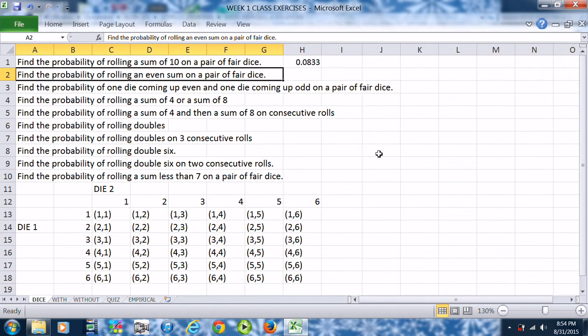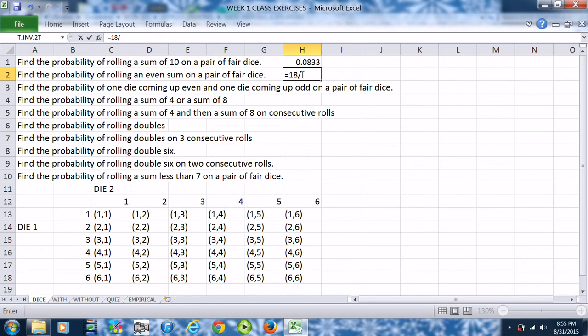Now let's find the probability of rolling an even sum on a pair of dice. So we want to count how many of these give us even sums. So we see 1 plus 1 is 2, that's even. 1 plus 2 is 3, that's odd. 1 plus 3 is 4, that's even. 1 plus 4 is 5, that's odd. 1 plus 5 is 6, that's even. And we notice this pattern of every other one is even. So we're going to get then that half of the 36, so 18 out of 36 give us even sums, so the probability is 1/2 or 0.5.